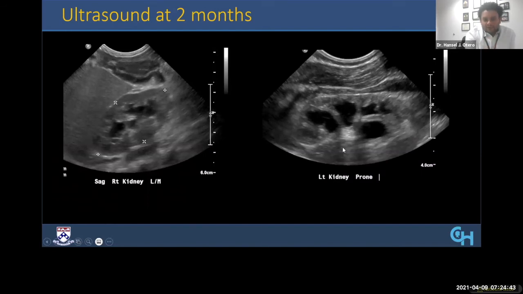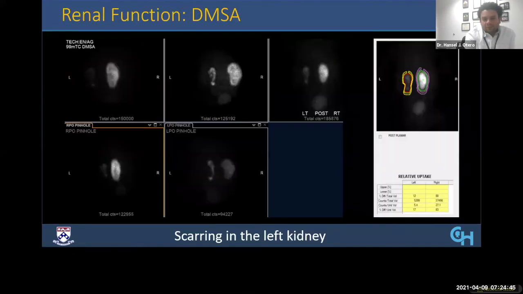So they go from the follow-up ultrasound to function. And function can be evaluated with a number of radio tracers. The MSA is actually not the most common one. The MSA we use for scarring. And remember that in nuclear medicine, this is going to be the right kidney, and this is going to be the left kidney, because it's a posterior view.